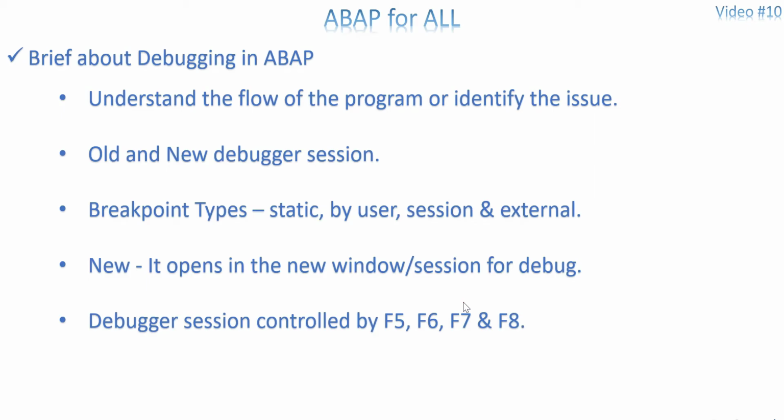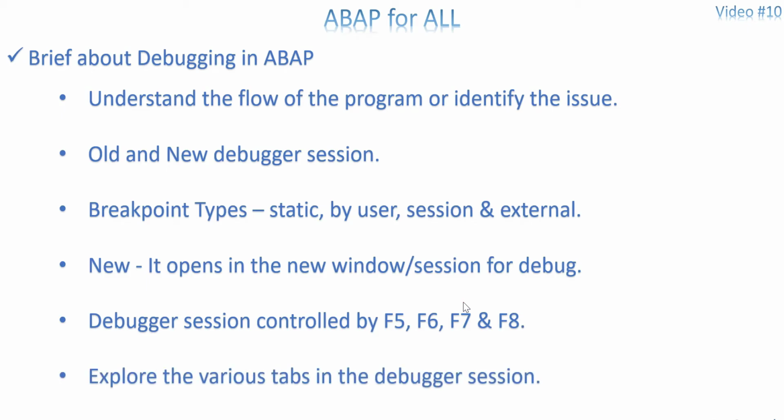F8 is full execution. In the middle of the program, I'm fine, I'm good with the debugging mode. I want to execute fully and come out of it. So you can press F8. F8 is full execution until it does not identify any further breakpoints. If there is any breakpoint, whatever you press, it goes and stops there. That is called a breakpoint. It just breaks the flow.